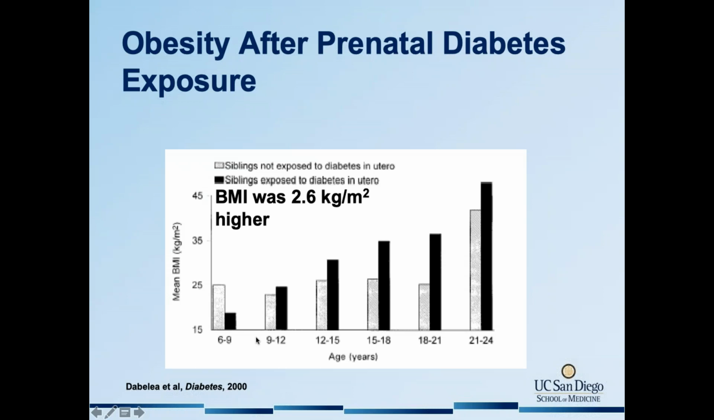This was a study done in Pima Indians, where the researcher compared siblings not exposed to diabetes in utero to those exposed to diabetes in utero. And here you can see the sibs aged 6 to 9 all the way up to early adulthood. And what she noted was that the siblings that were exposed to diabetes had a higher BMI, about 2.6 kilograms higher than the sibs not exposed to diabetes. And this was an interesting study because these children grew up in the same environment, eating the same diet with the same exercise and environment overall. And so this was an interesting study that pointed out that diabetes may have an independent effect.